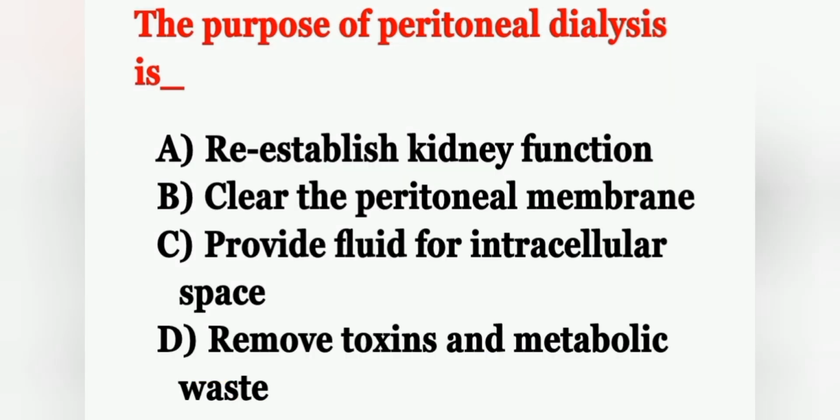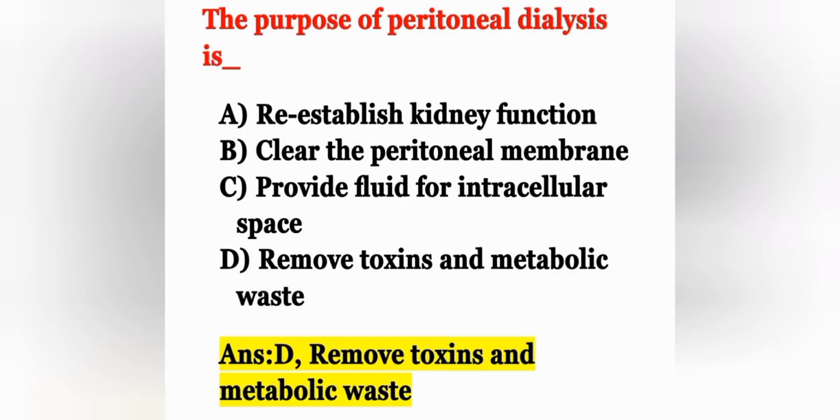The purpose of peritoneal dialysis is. Option A, re-establish kidney function. Option B, clear the peritoneal membrane. Option C, provide fluid for intracellular space. Option D, remove toxins and metabolic waste. The purpose of peritoneal dialysis is to remove toxins and metabolic waste. Option D is the correct answer.